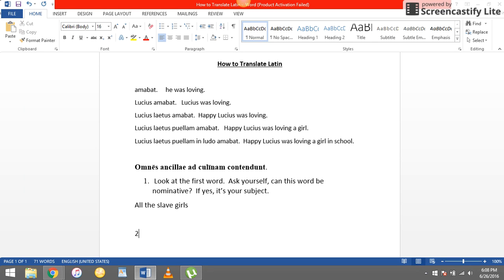Step 2, look for your verb. In Latin, the verb is always at the end of the sentence. So in this case, it's contendunt. If you didn't know it was at the end of the sentence, you can still tell because it ends in nt. All the verbs end in most, must, isn't. So in this case, it's contendunt. I don't know what contendunt means. Do you know what contendunt means? Maybe we'll have to check for that in our vocab.